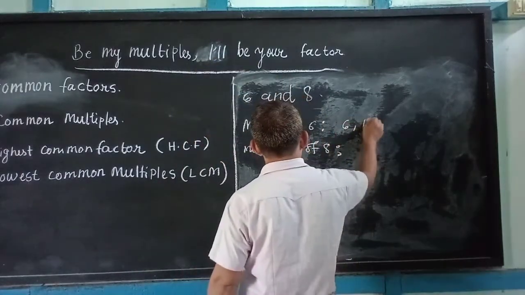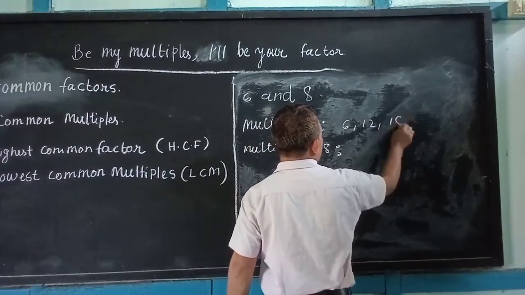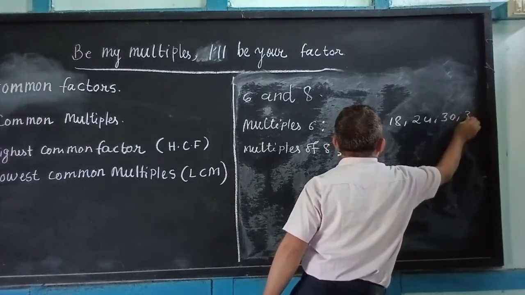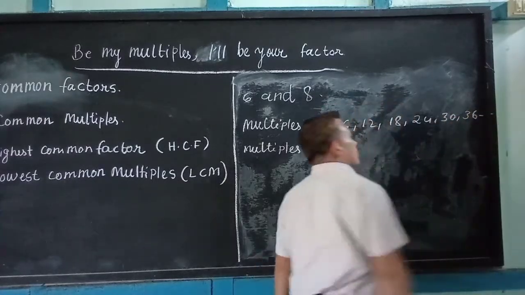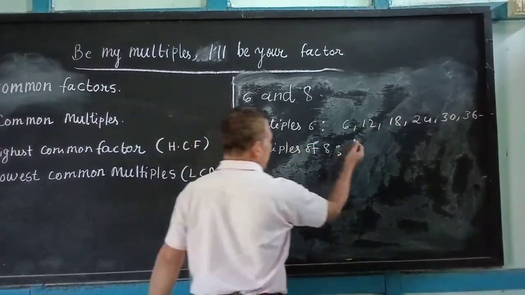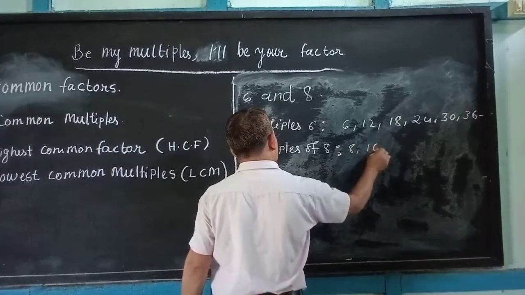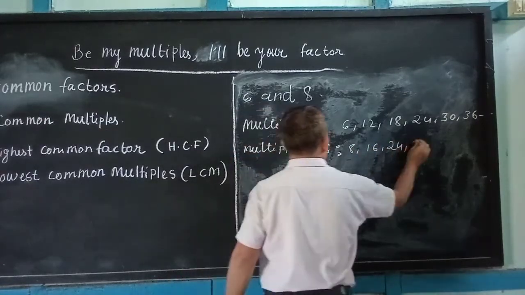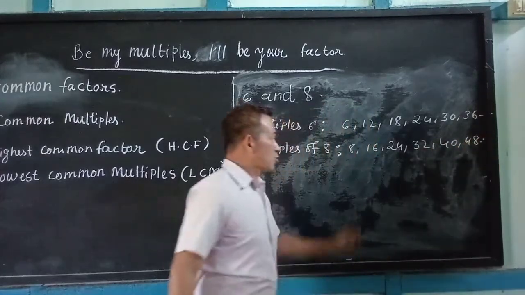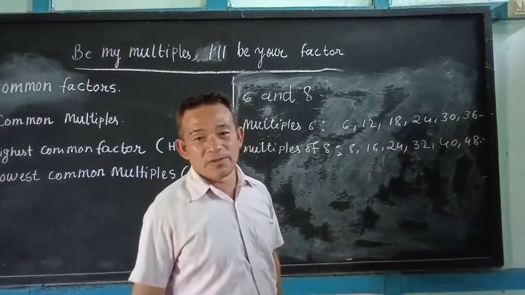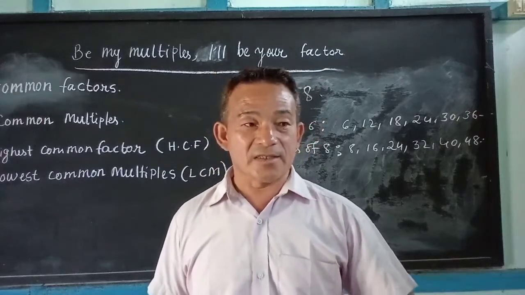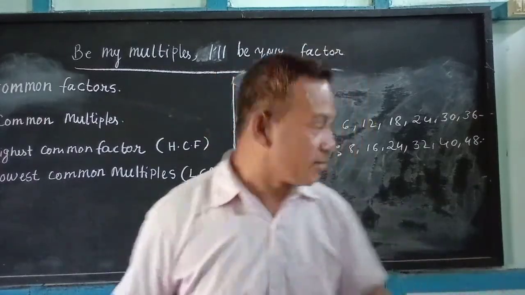6 1s are 6, 6 2s are 12, 6 3s are 18, 6 4s are 24, 6 5s are 30, 6 6s are 36. So those are the multiples of 6. Now we are going to write the multiples of 8. 8 1s are 8, 8 2s are 16, 8 3s are 24, 8 4s are 32, 8 5s are 40, 8 6s are 48. So these are the multiples of 8. So we have written multiples of 6 and multiples of 8.